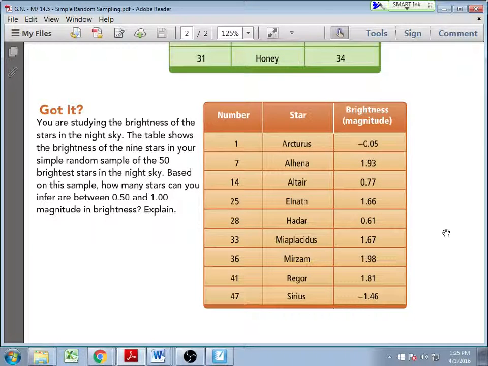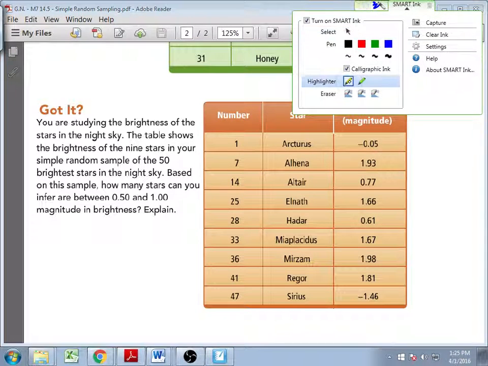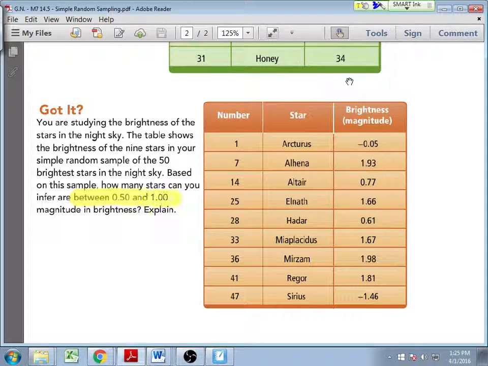So I want you guys to apply the exact same math, the exact same technique. You're looking for stars with a brightness magnitude between 0.5 and 1. Use it to make your estimate out of the 50. The 50 brightest stars, that's your population.